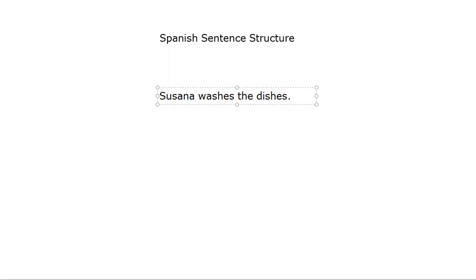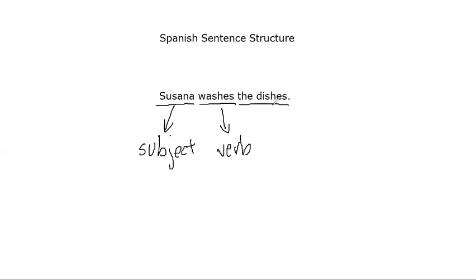That's a pretty simple, straightforward sentence. It's got three parts, basically. It has a subject, it has a verb, and it has what's called an object. The object is the thing that's being acted upon. It's a direct object, strictly speaking, but we're just going to call it an object for now. So Susana is our subject. Washes is the verb. And the dishes is the object.